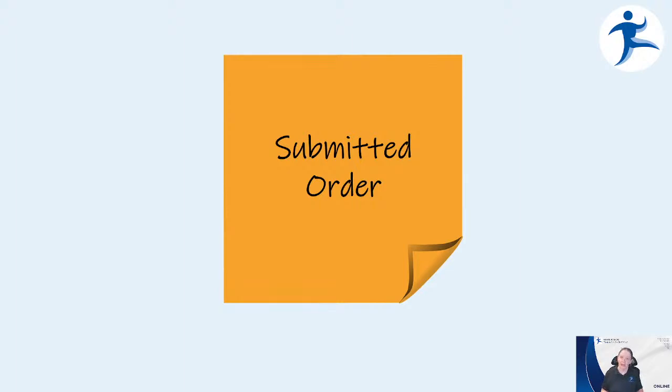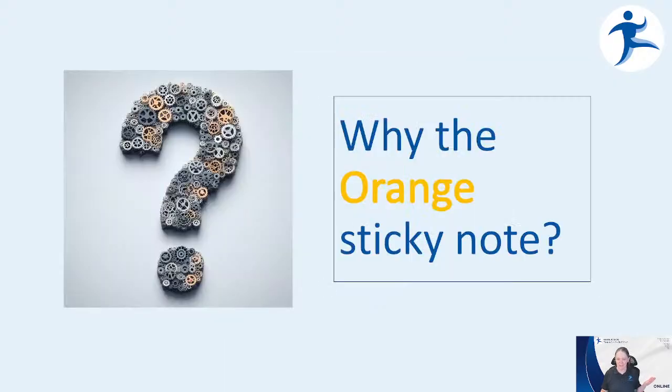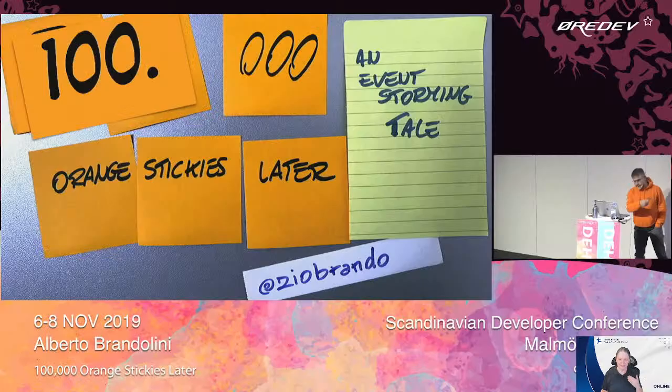Now, I assure you, I'm not making this up. I didn't get to pick any of the colors. So why is this an orange sticky note? Well, it wasn't me. It's Alberto Brandolini's fault. Alberto Brandolini is the father of event storming. He created it. He's done event storming workshops for a long time now. He did a presentation with 50,000 orange stickies later. This one here is 100,000 orange stickies later. When it comes to doing event storming and understanding events, he's the guy to go to. We do these as well. The only thing is I don't count the stickies, so I don't know when I'm going to hit 100,000.